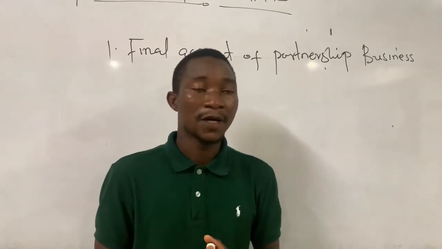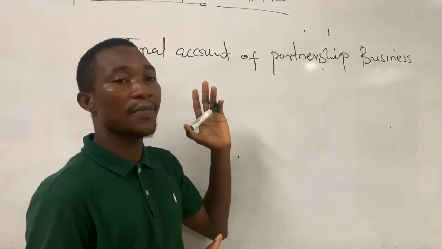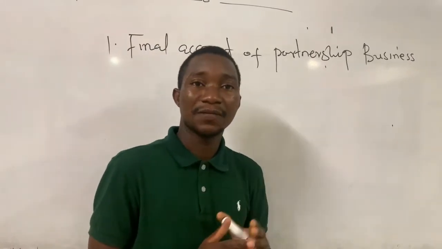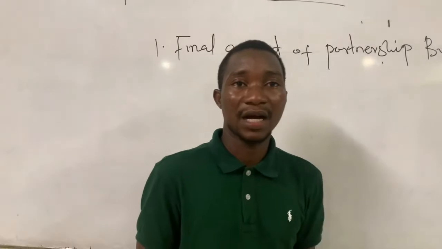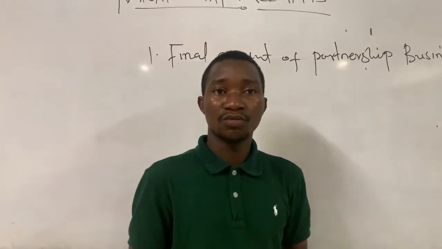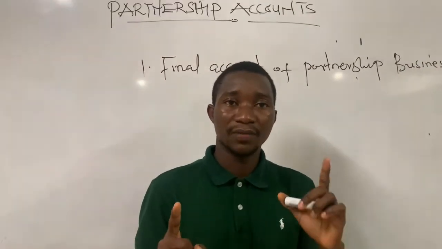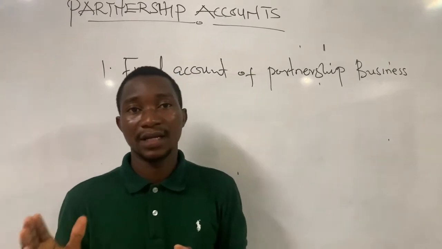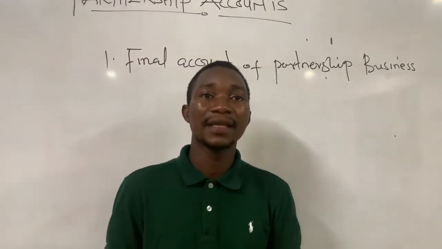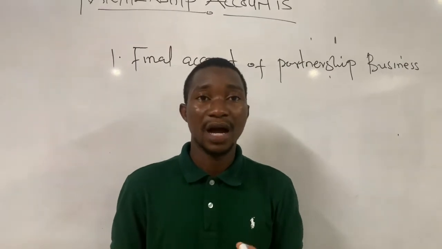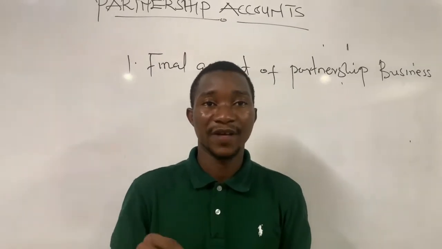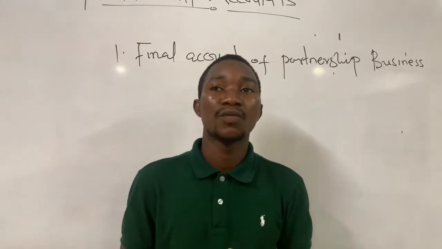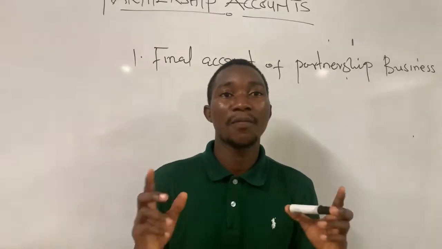So we are going to look at how we prepare the profit and loss operation account, the partner's capital account, and that of the current account. With these two accounts, the partner's capital account and the current account, we actually maintain these two accounts when we are operating on a fixed capital account.